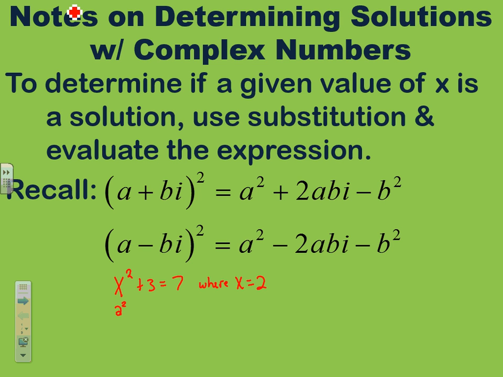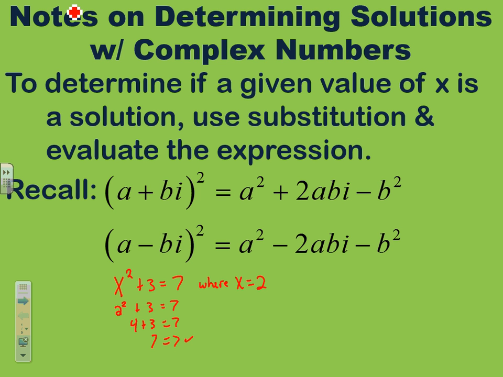So in this example that I'm giving you, we would substitute the 2 in. So I would say 2 squared plus 3 is equal to 7. Well, 2 squared is 4. And so 4 and 3 is 7. So in this case, we would say yes, it is a solution. Whereas after I evaluated it, if it didn't balance on both sides of the equal sign, we'd say no, it's not going to be a solution.